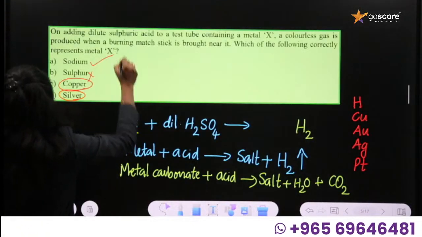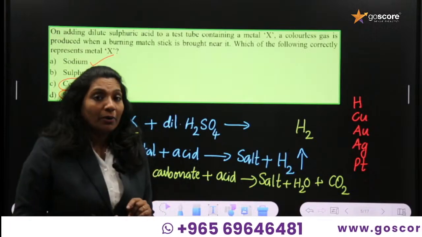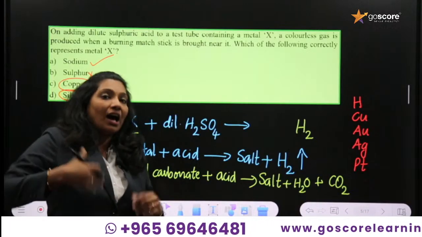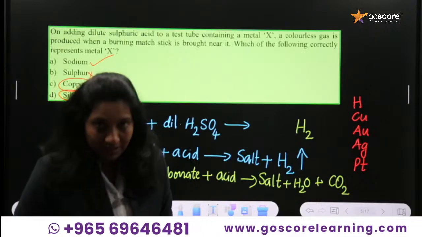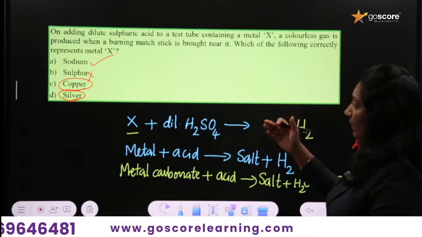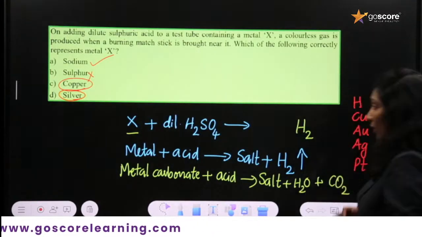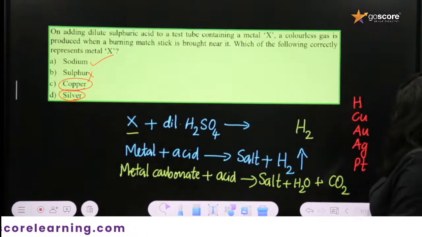So your correct option is the metal sodium, which is on the top of the reactivity series and is a highly reactive metal, right? So the correct option is, here it is, the metal can be sodium metal. Okay, so I hope it is clear for you. We are moving on to the next question.